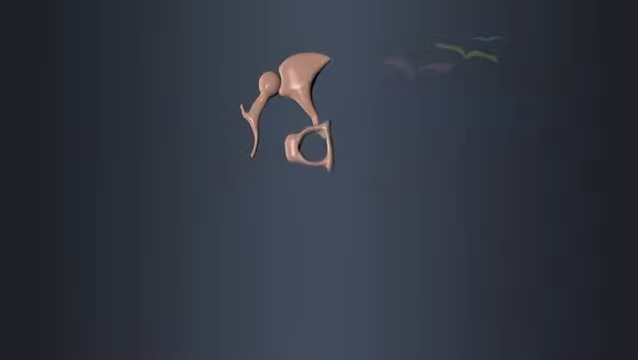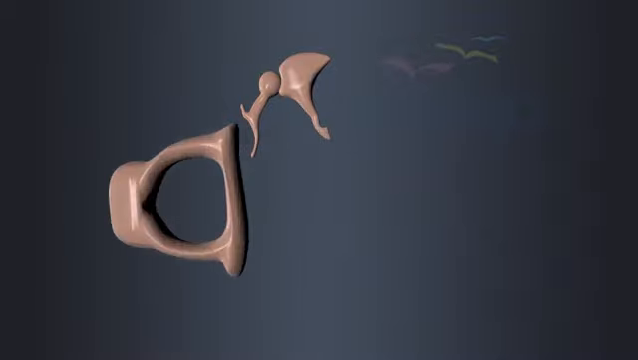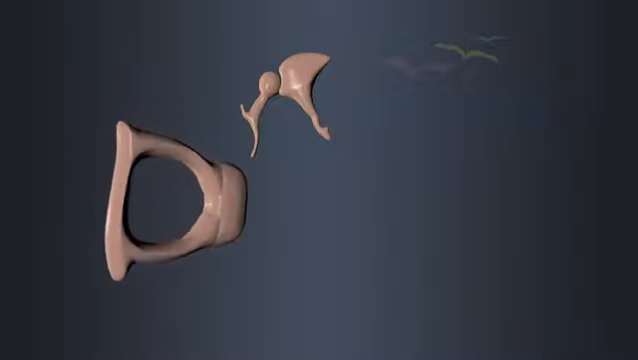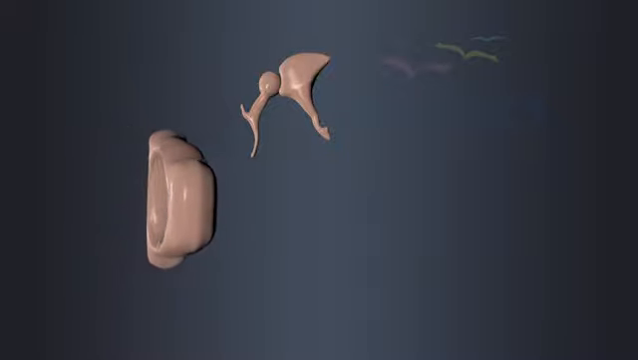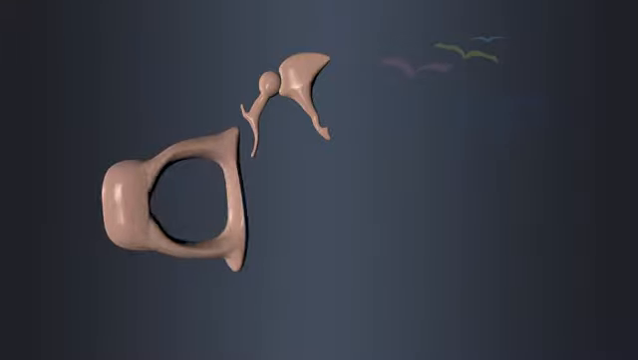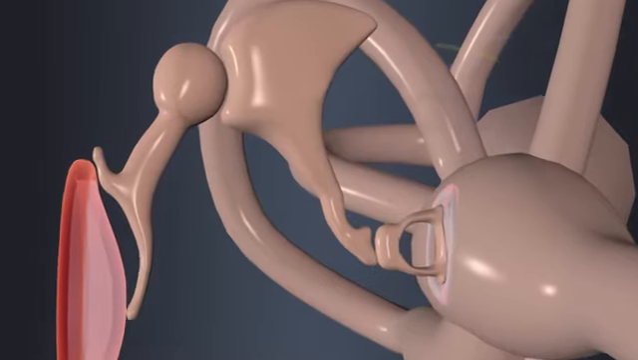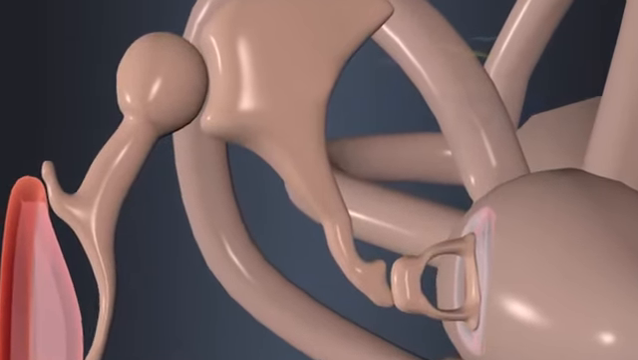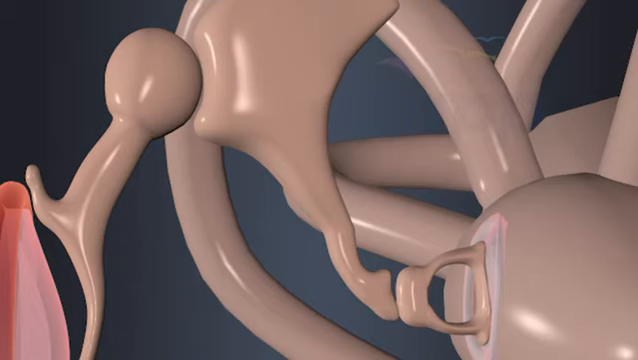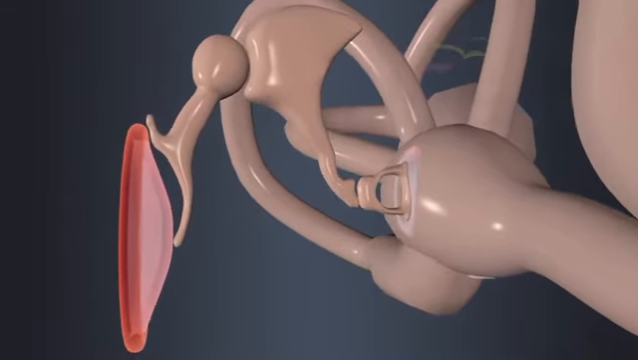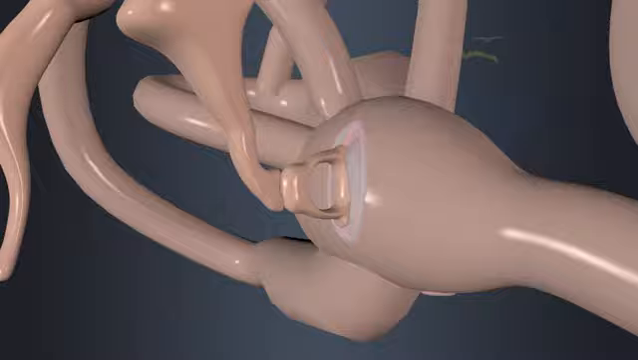Stapes is the third bone in ossicles. Stapes is also the smallest bone in the human body. Average size of stapes is about 3.5 mm in height and 2.4 mm in width. One end of stapes is connected with incus and the other end is connected with oval window, which is the entrance towards the inner ear. Stapes receives vibrations from the incus and transmits them to the inner ear through the oval window. Oval window is a membrane-covered opening leading to the inner ear.